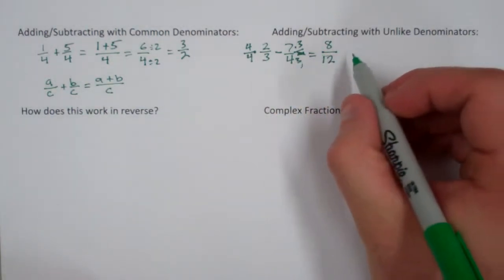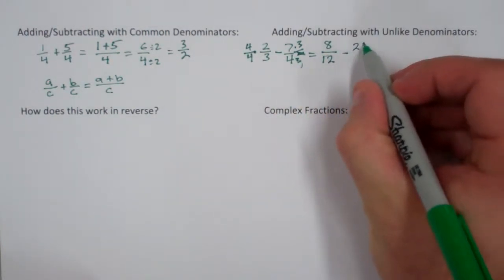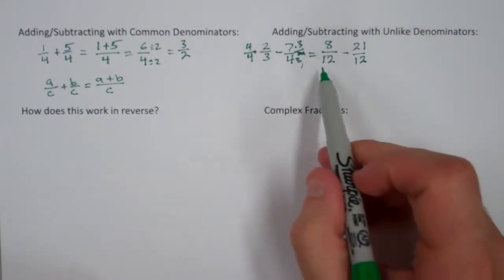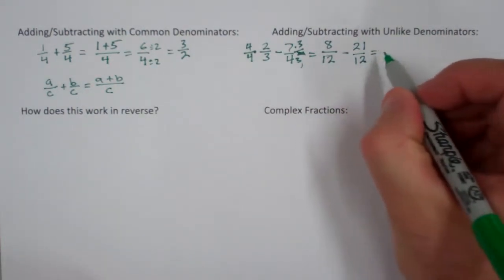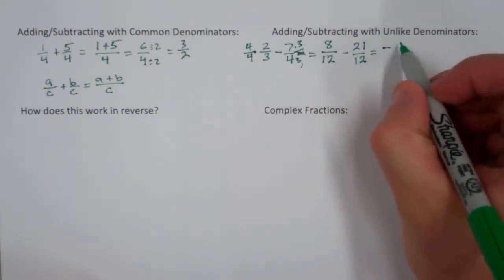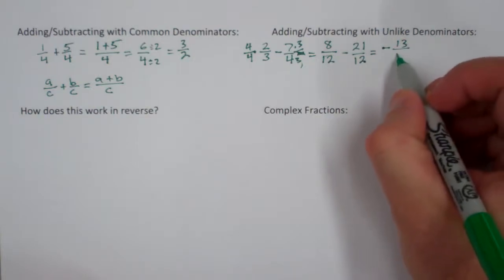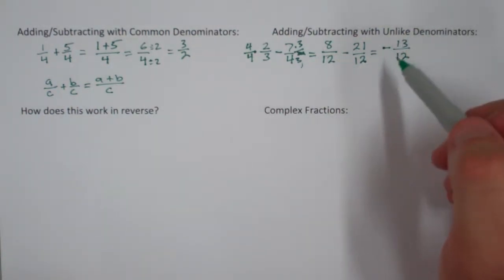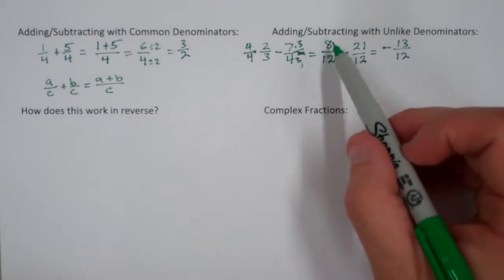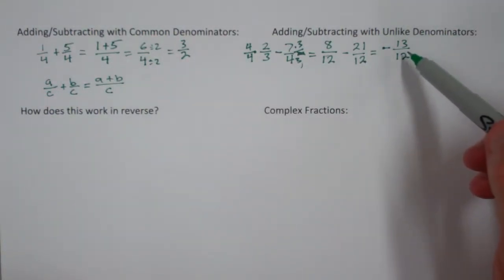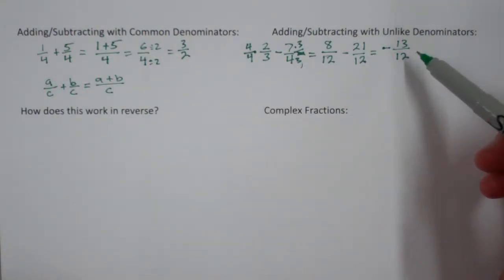Now this one over here is going to be 21 in the numerator, 7 times 3 over 12. Now we have a common denominator. So we can do 8 minus 21, which should be negative 13 over 12. And you're going to see that negative sign written out front. This is definitely negative. We have something smaller than 1, 8 over 12 or 2/3, and we're taking away something bigger than 1. So we're going to have a negative value as an answer.